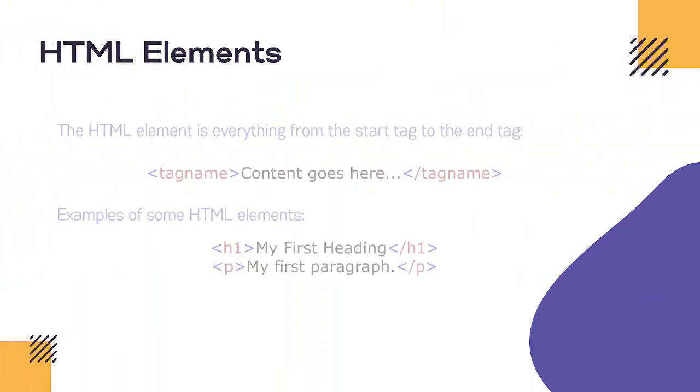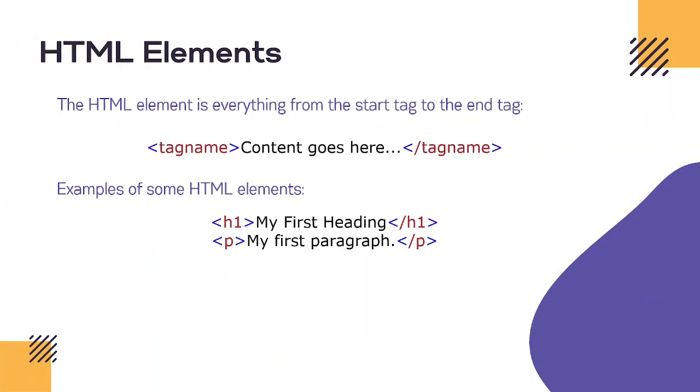So HTML elements. An HTML element is everything from the start tag to the end tag. The tag name should be enclosed with the less than and greater than symbols. Then the content goes here, then close it with the same tag name, using a forward slash. Examples of HTML elements are H1 and P.